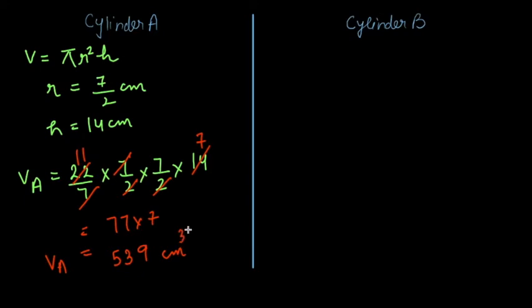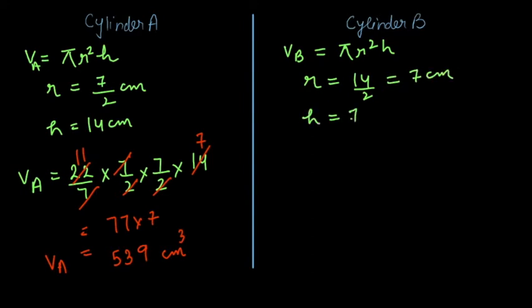Now we will do the same calculations for the second cylinder. Let's write it as VA here, and let's take cylinder B as VB pi r square h. In second cylinder, R will be 14 upon 2, which means 7 centimeter, and h is already given, which is 7 centimeter. Let's place the values. This is 22 by 7. R in this case is how much? 7 into 7, and h is also 7.